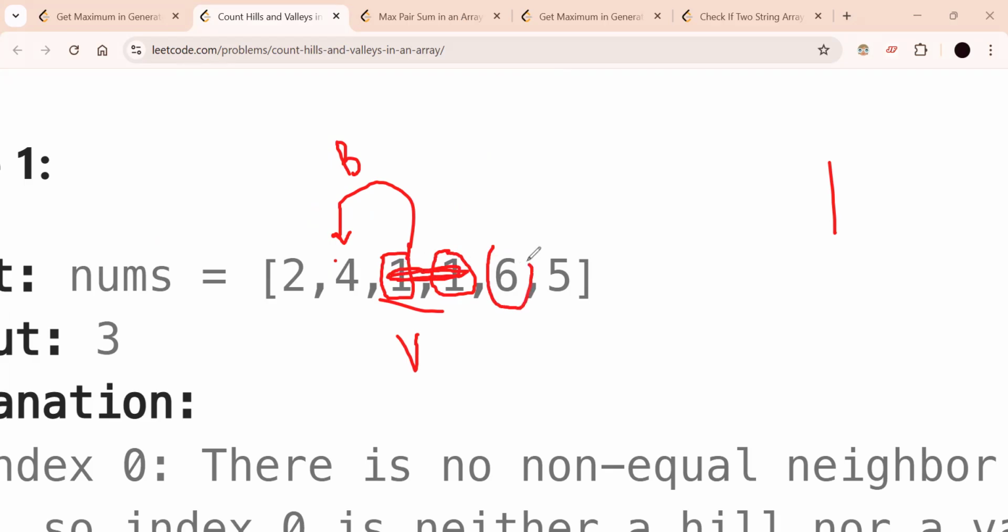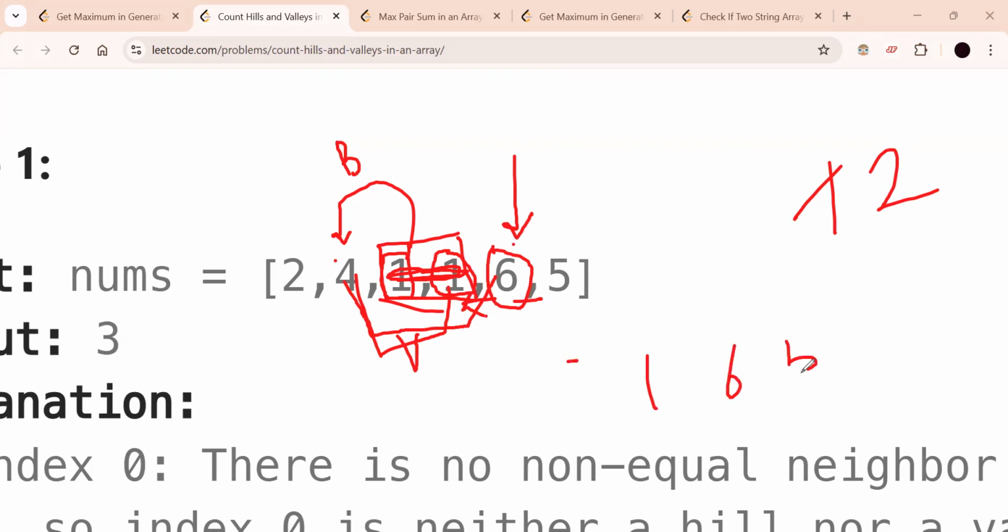And then we have 6. So 4, 1, 1, 6 is a valley. Not just 4, 1, 1, because these two are the same values, which means they belong to the same valley. So the count becomes 2. Now we need to go to 6. If you observe 6, the left side is 1 and the right side is 5, which are smaller values. 6 is a hill. So 1, 6, 5: left side is smaller, right side is smaller. So the count becomes 3.